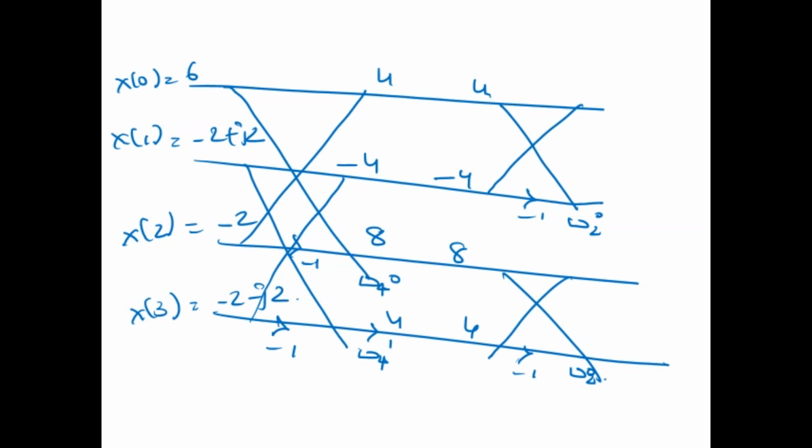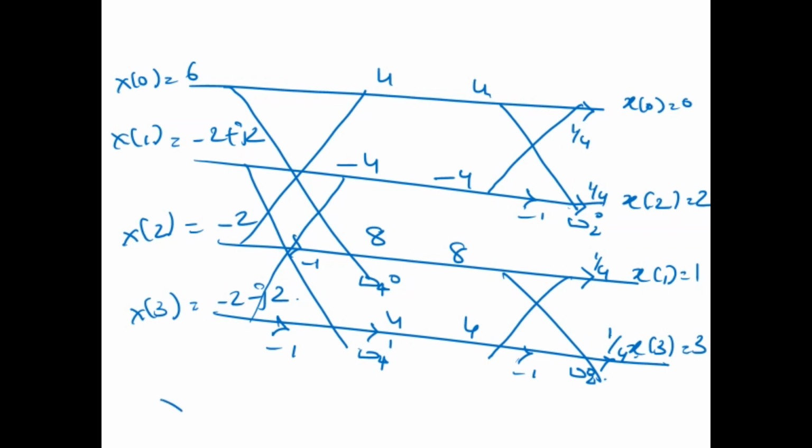So it is given x of 0. So we have to find out x of n. So we have to multiply it by 1 by 4 for each stage. Then x of 0 is equal to 0, x of 2 is equal to 2, x of 1 is equal to 1, x of 3 is equal to 3. Then x of n is equal to 0, 1, 2, 3. This will be the answer.